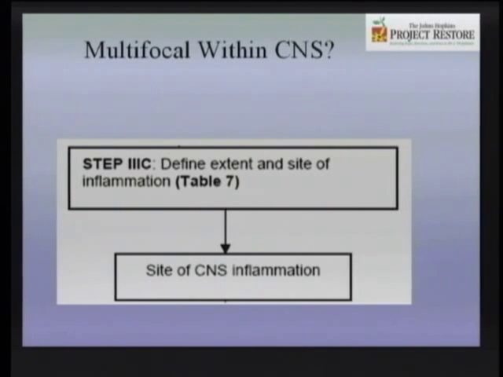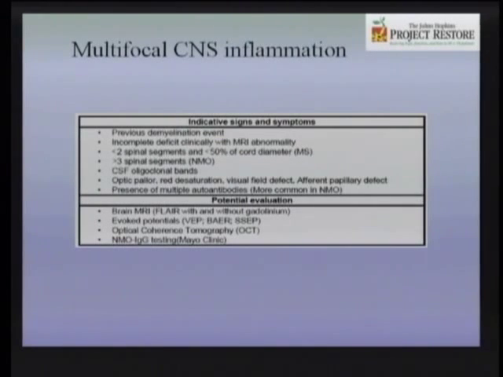Okay, so now what if it's inflammatory but it's not associated with a systemic rheumatologic disorder or an infection? The question is, where is it within the nervous system? Is it just one spot, or is it multiple spots up and down the brain and the spinal cord? So we're interested in defining if it is multifocal CNS inflammation. So you need an MRI of the brain, you need an MRI of the entire spinal cord, and you need some other tests such as evoked potentials or OCT to test that.